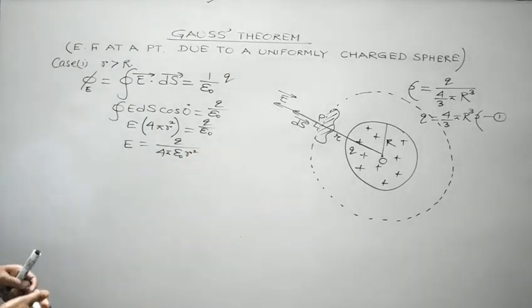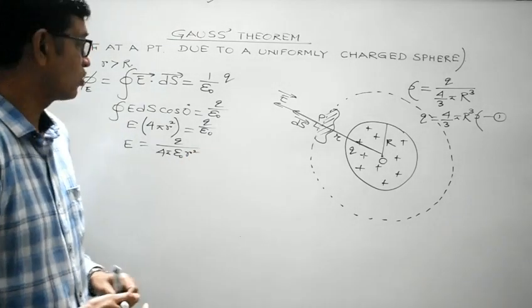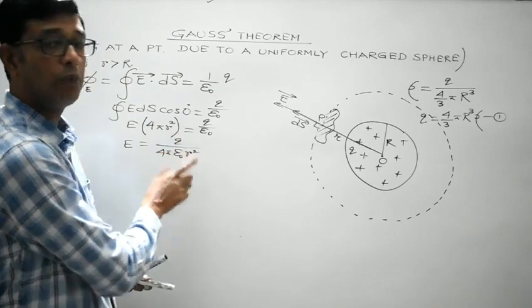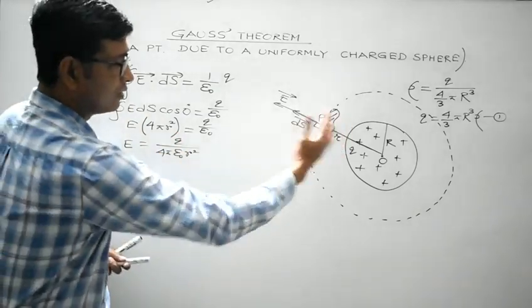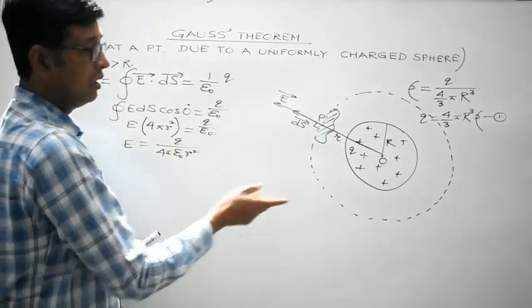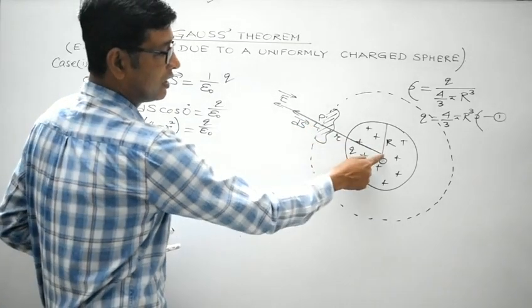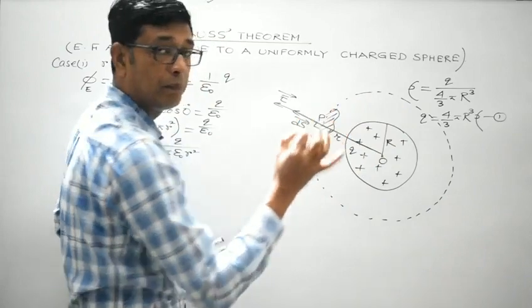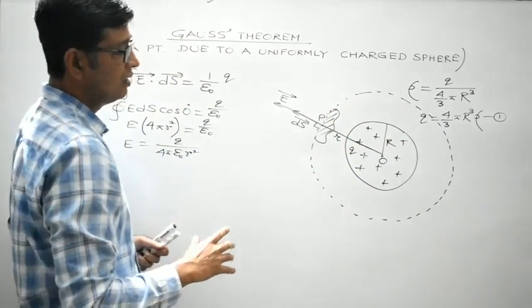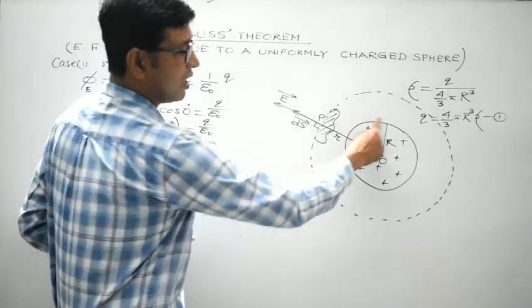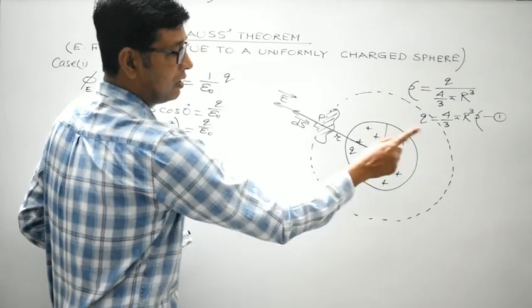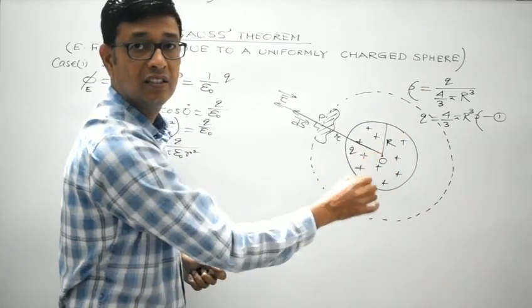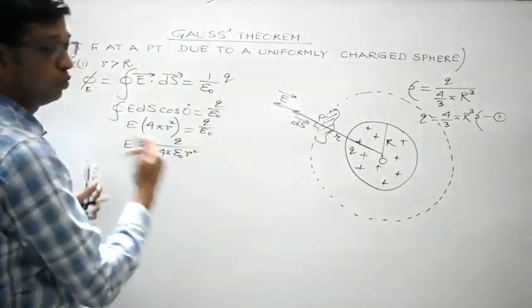Now look, this is a familiar formula. This is actually the magnitude of the electric field due to a point charge. So what's the conclusion? If the observation point lies outside the uniformly charged sphere, then this sphere may be treated as a point charge. That is, in such a scenario, the entire charge on this sphere may be assumed to be concentrated at its center. So that's the conclusion.